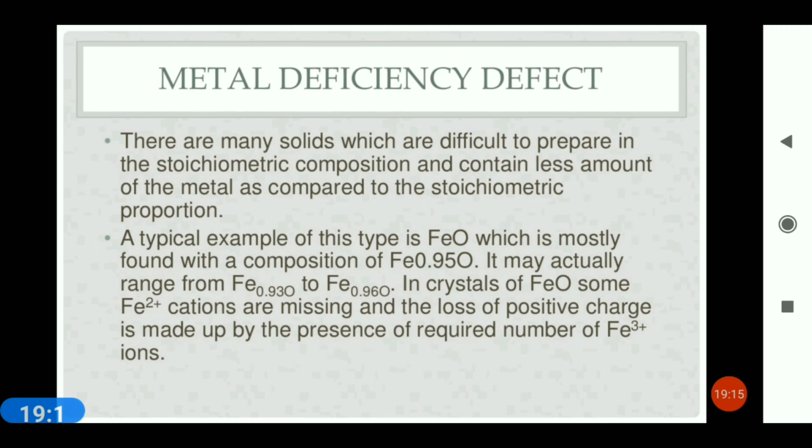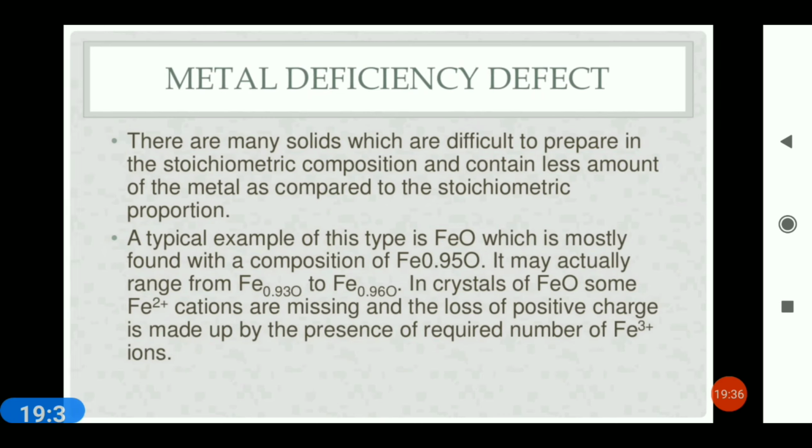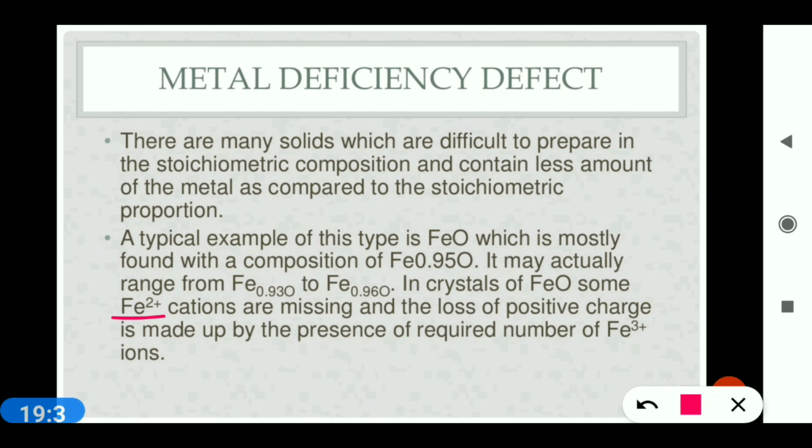The second category is the metal deficiency defect. There are many solids which are difficult to prepare in the stoichiometric composition and contain less metal as compared to the stoichiometric proportion. A very typical example is FeO. You can see in many books the ratio of Fe and O. In this, Fe2+ cations are missing, and in place of Fe2+, Fe3+ ions are present, and due to this there is a deficiency of Fe metal on the original site.